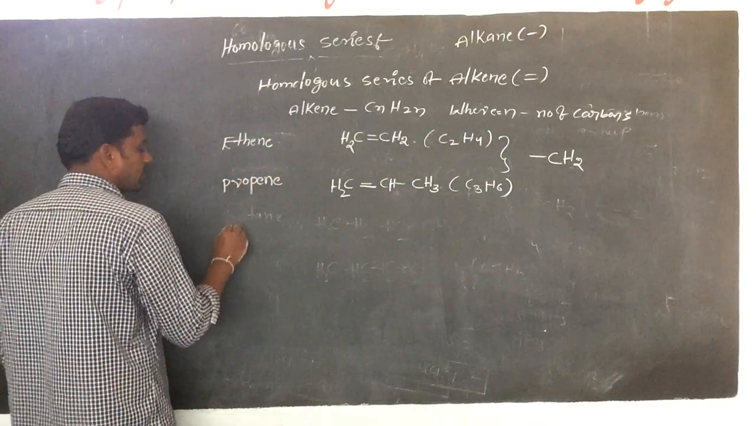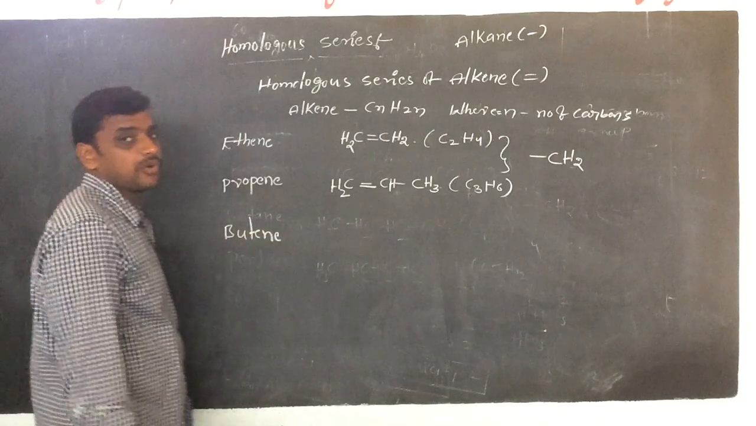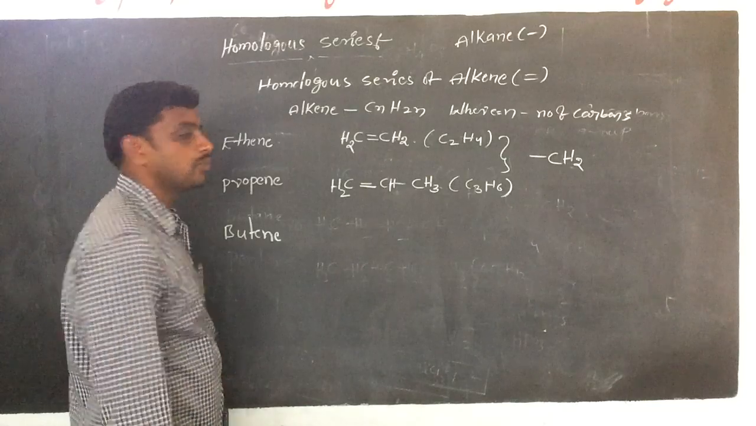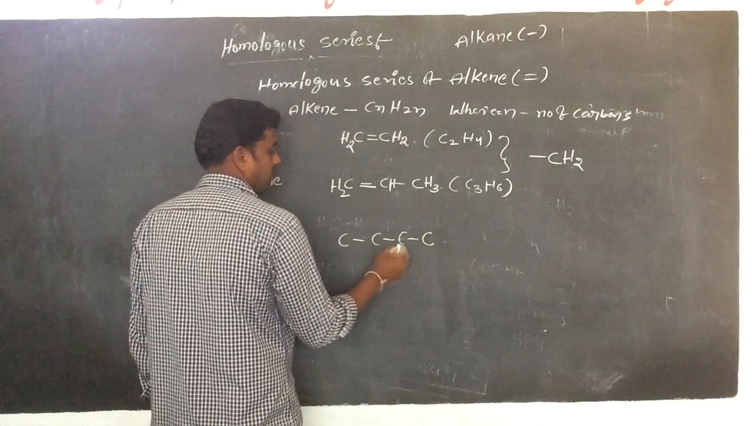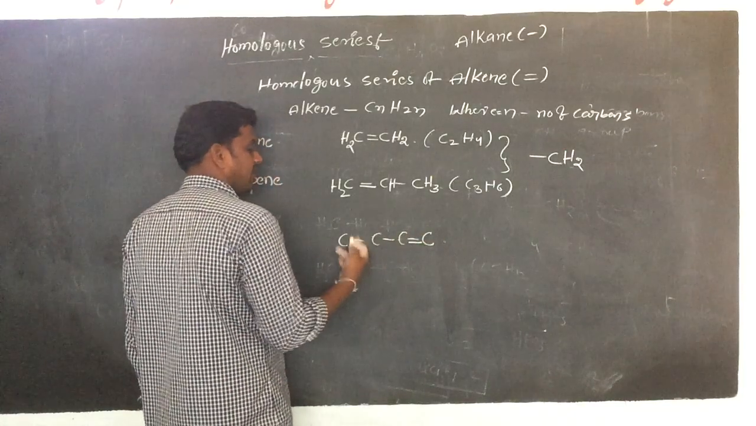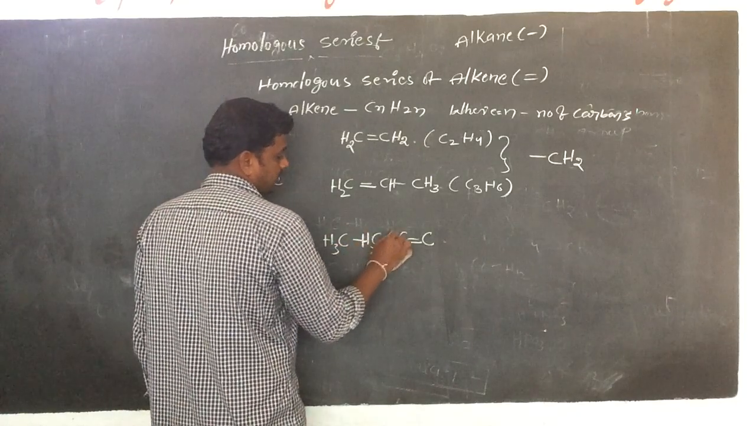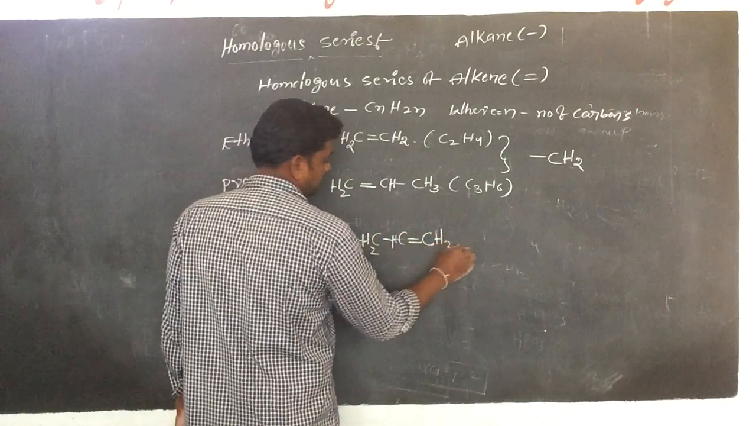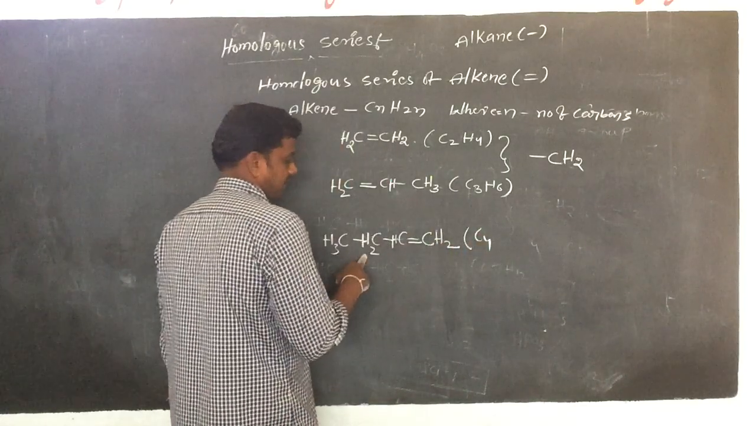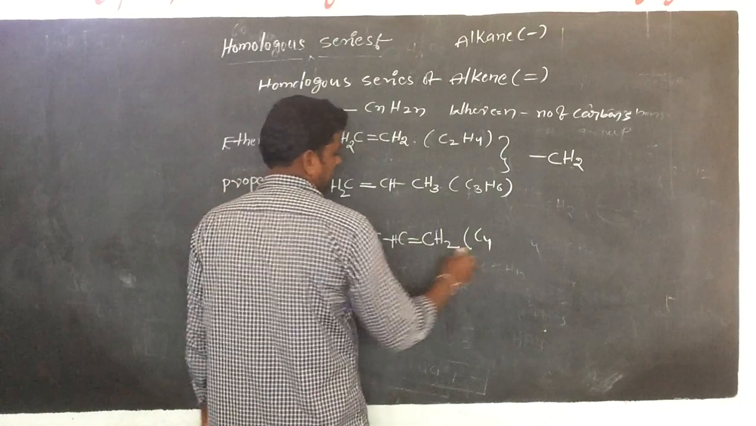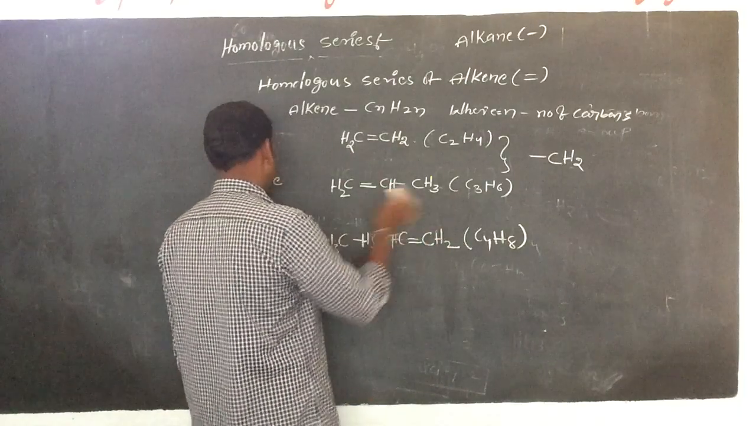Next one is butene. Bute means 4. Ene means a double bond is present between any two carbon atoms. 1, 2, 3, 4. Double bond. You can write it anywhere, your choice. CH3, CH2, CH, and CH2. If you write the formula, C4, hydrogens are 3 plus 2, 5 plus 1, 6 plus 2, 8. C4H8.